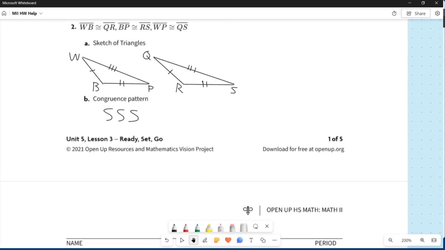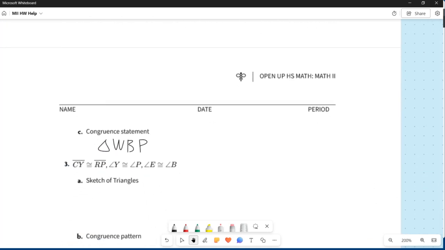But now, for the second part of this statement, I have to be careful about the order. I have to say what corresponds to W, what corresponds to B, and what corresponds to P, in that order. So Q corresponds to W, R corresponds to B, S corresponds to P, and so the order that I'm going to say on the right now is QRS. So triangle WBP is congruent to triangle QRS.